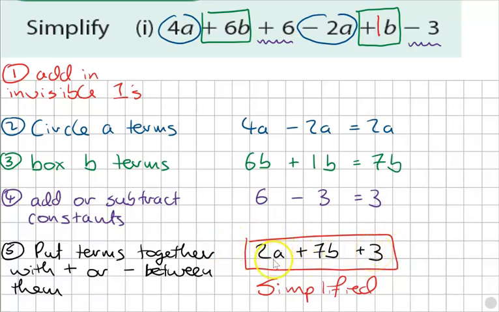So we don't add the 2a to the 7b because you can't add a's and b's together. You can multiply them. You can multiply any terms, but you can only add or subtract like terms. So we can't add the 2a to the 7b. They just stay separate. And likewise, we can't add the 7b to the 3 and so on. So this is our final answer. This is our simplified expression.